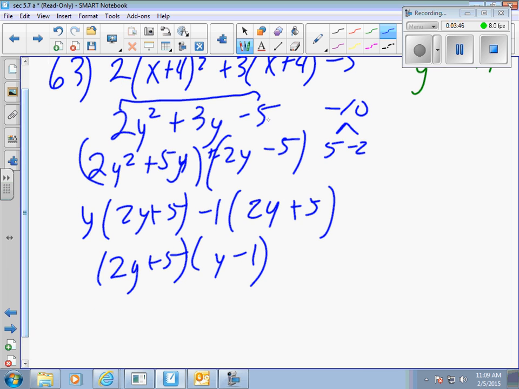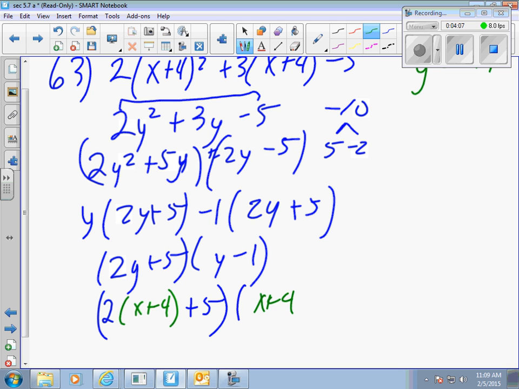I'm going to write 2 times, and my substitution was x plus 4. So I'm going to resubstitute in. And here my substitution was y equals x plus 4. And then minus 1.